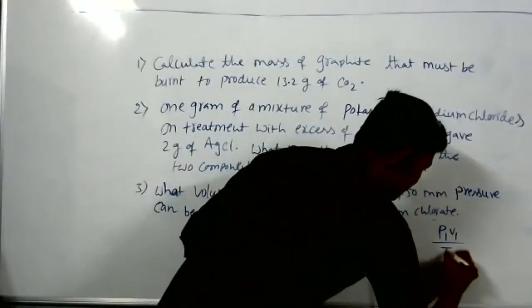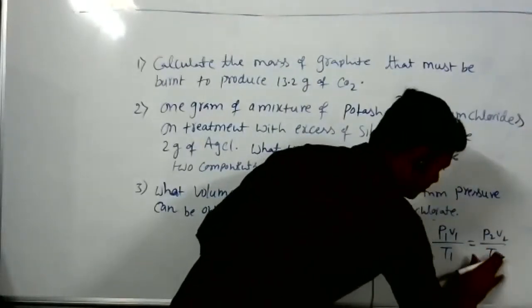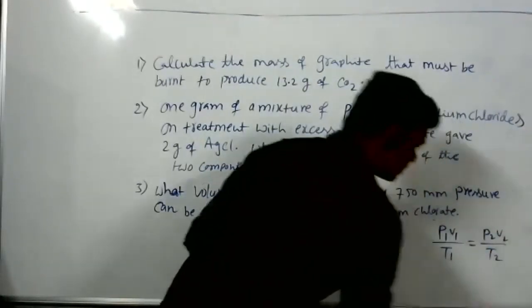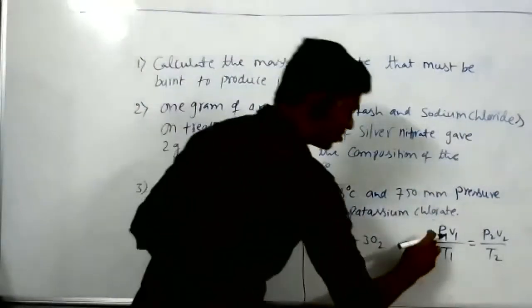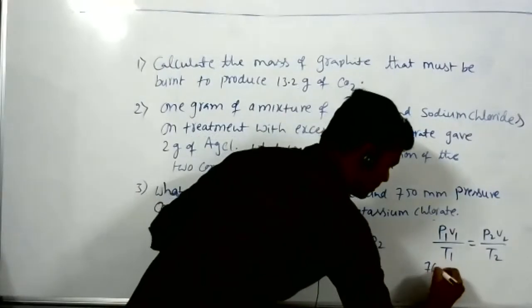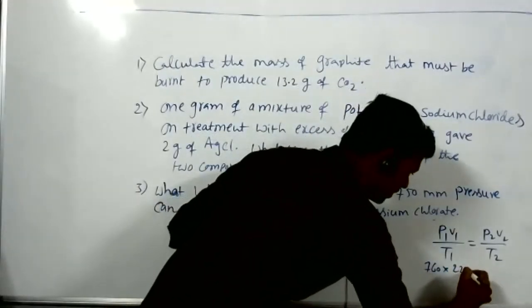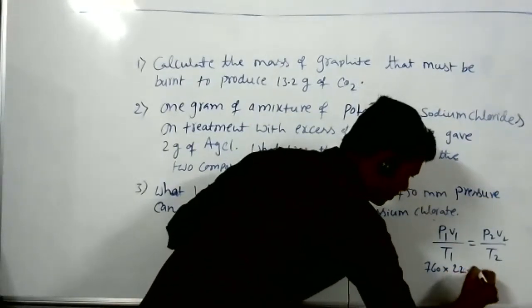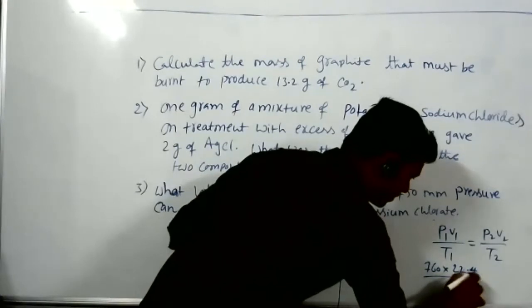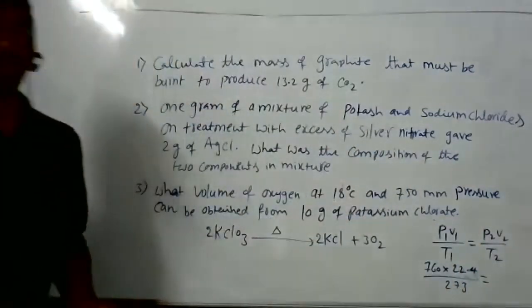P1 V1 by T1 equals P2 V2 by T2. These are what we are applying. So here P1 is equal to 760, not 750, 760. V1 is equal to 22,400, or 22.4 liters, you take, divided by T1, which is 273 Kelvin. This is standard condition. That's why we are saying STP condition.